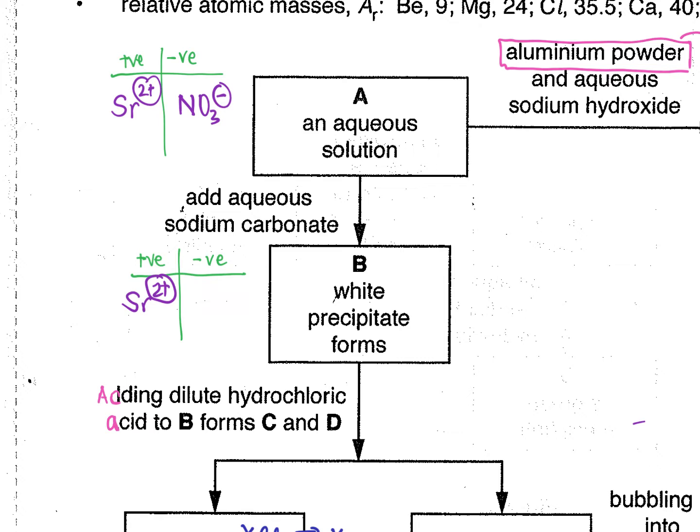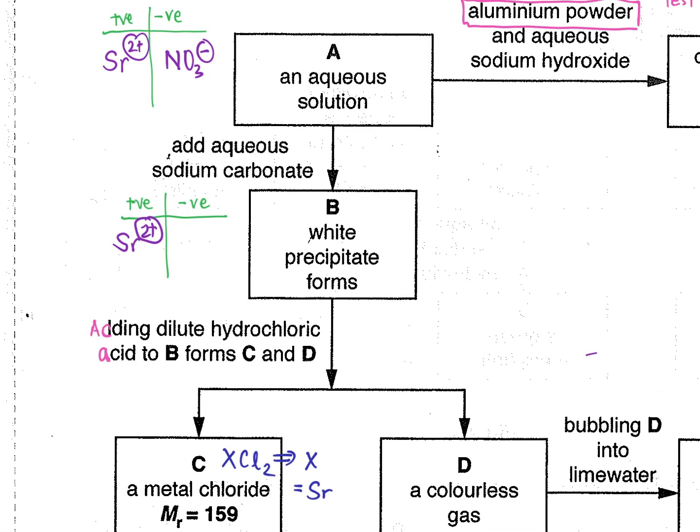So just remember, every time you're given an aqueous solution or a solid compound or precipitate, you must identify the positive ion and the negative ion so that you know what is the unknown given. Okay, then I move back.